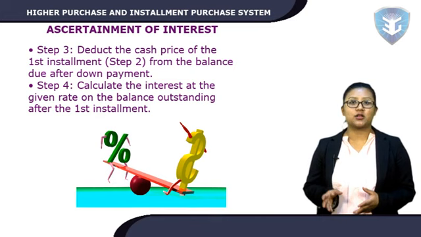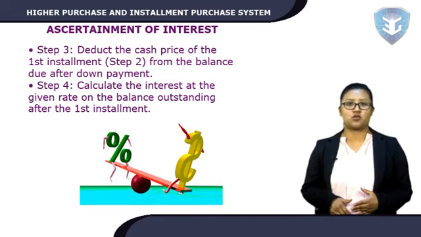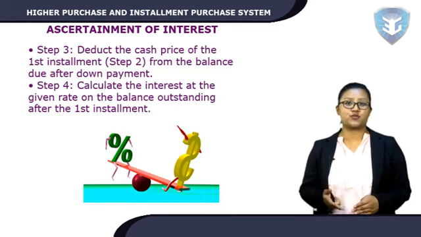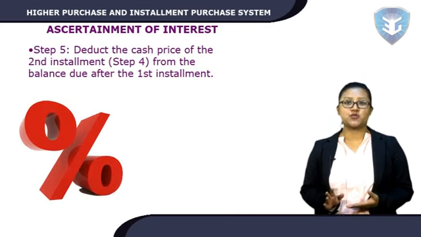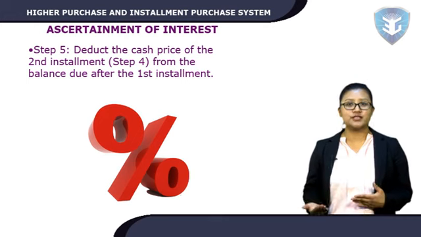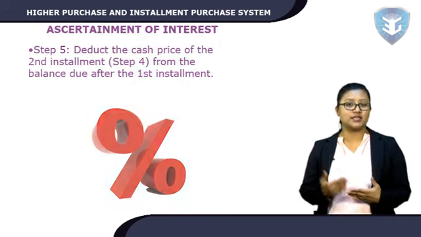Step 4. Calculate the interest at the given rate on the balance outstanding after the first installment. Deduct this interest from the amount of the second installment to get the cash price included in the second installment. Step 5. Deduct the cash price of the second installment, step 4, from the balance due after the first installment. It represents the amount outstanding after the second installment is paid.